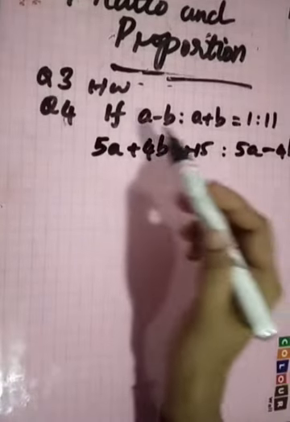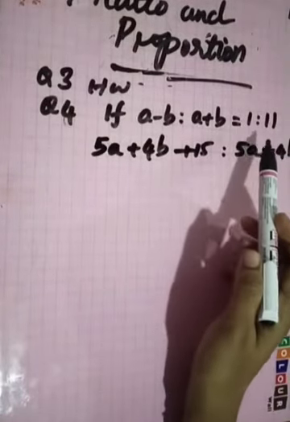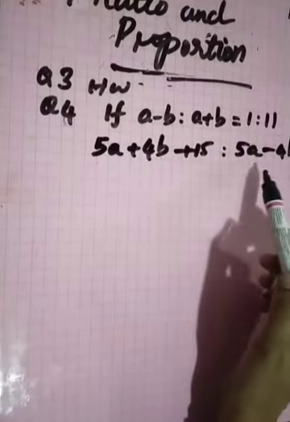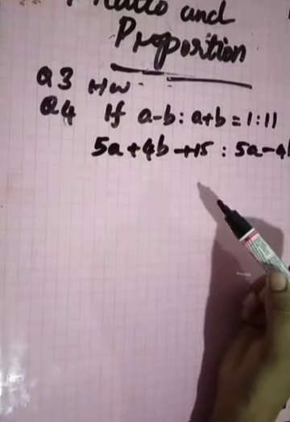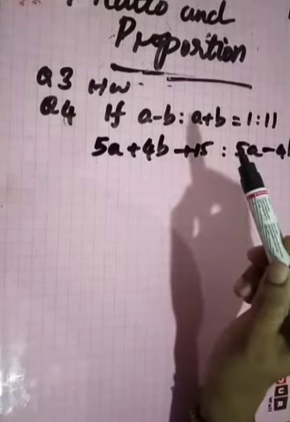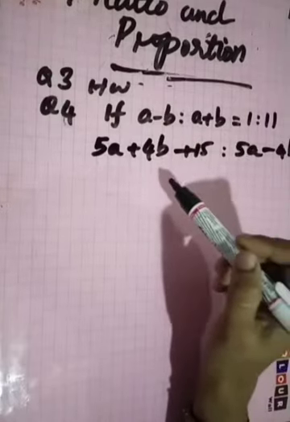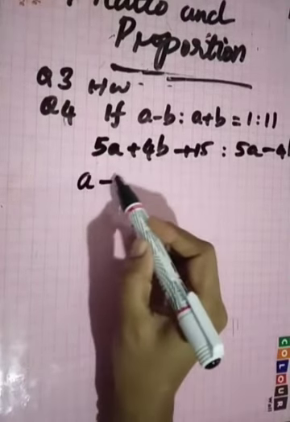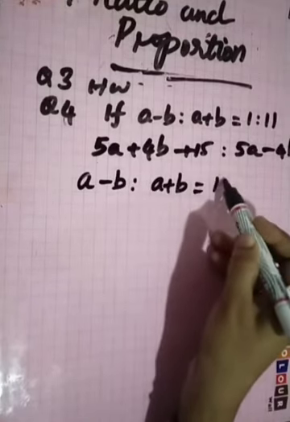Do the fourth one. Do question number 3 as homework. If a minus b is to a plus b is equal to 1 is to 11, find 5a plus 4b plus 15 is to 5a minus 4b plus 3. Let us solve this. Before that, we need to find the ratio a is to b, no? Then only we can apply the values of a and b in this given question. So first let us find what is the ratio a is to b. It is given that a minus b is to a plus b is 1 is to 11.